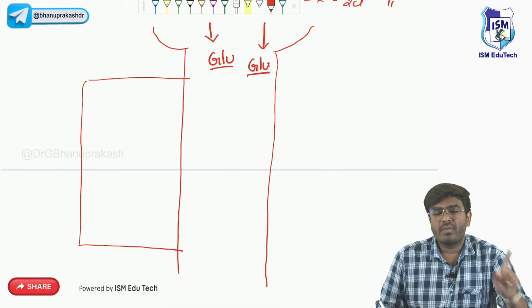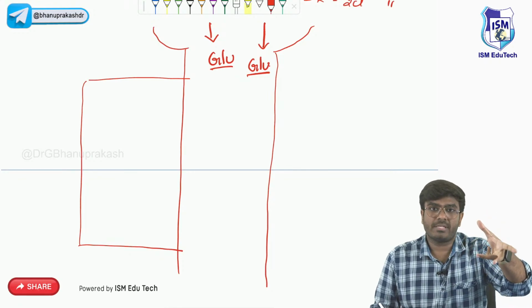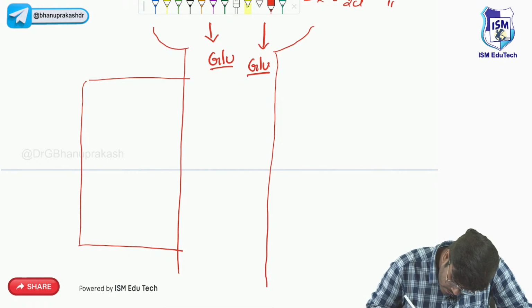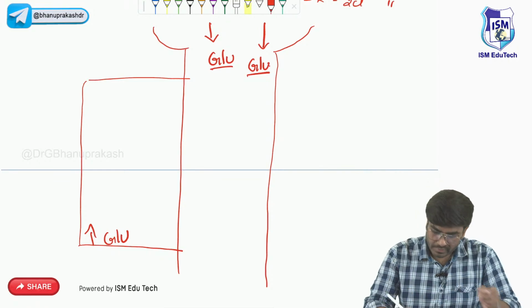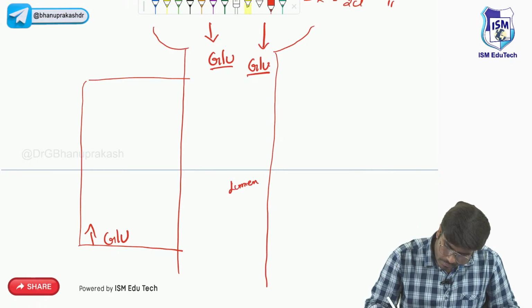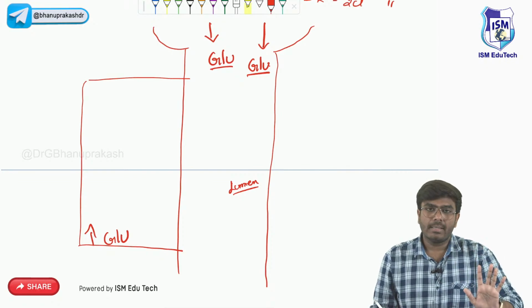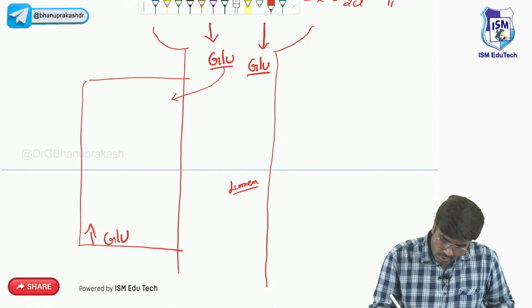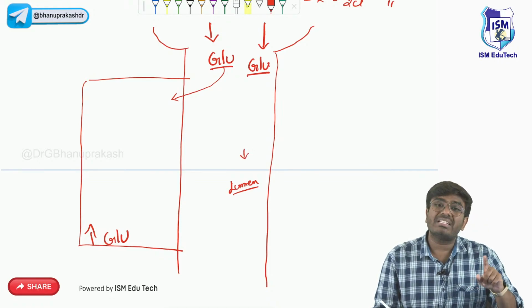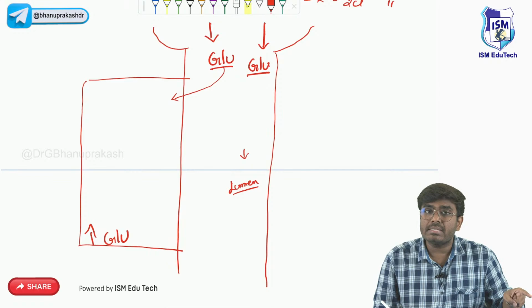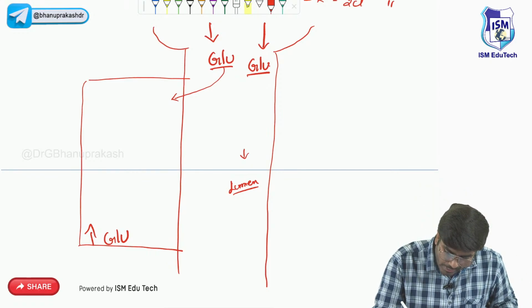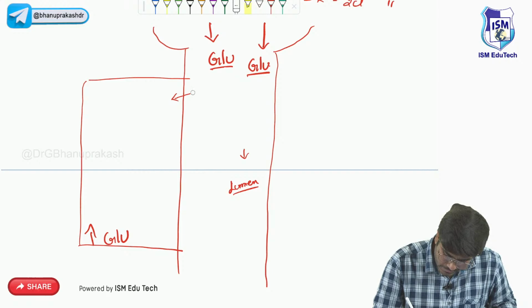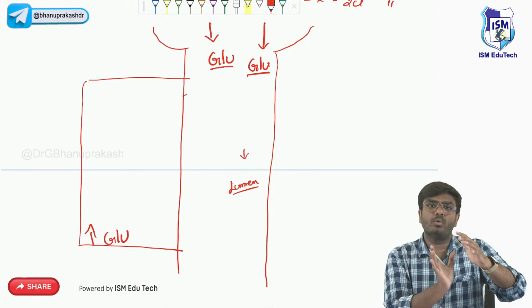Now, first point: where is more glucose present? The glucose concentration is high in the cell when compared to the lumen. Can this glucose molecule easily move like this? No. Glucose concentration in the lumen is less, and in the proximal convoluted tubular epithelial cell it is more. So here diffusion cannot happen. Now, how to transport this glucose molecule?